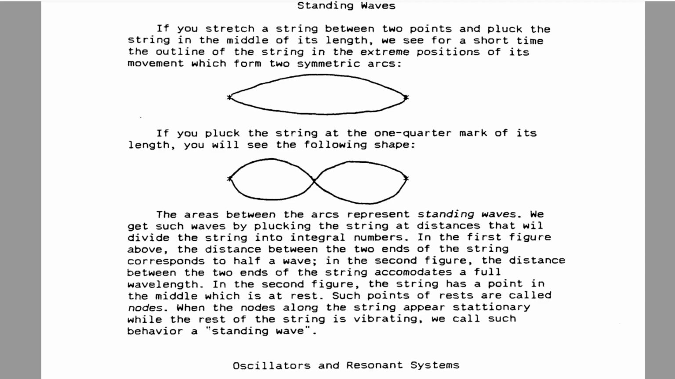In the first figure above, the distance between the two ends of the string corresponds to half a wave. In the second figure, the distance between the two ends of the string accommodates a full wavelength. In the second figure, the string has a point in the middle which is at rest. Such points of rest are called nodes. When the nodes along a string appear stationary while the rest of the string is vibrating, we call such behavior a standing wave.